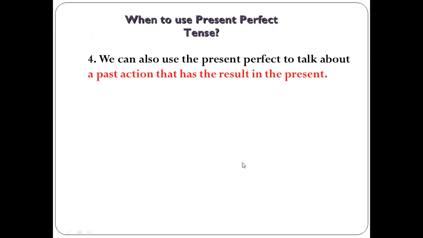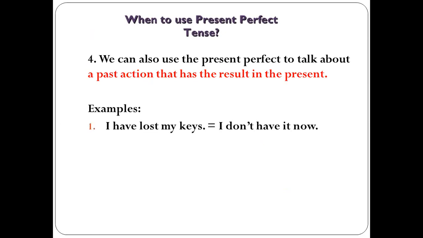Now, another usage of present perfect tense. We can also use the present perfect to talk about a past action. Take note. It talks about a past action that has the result in the present, the still effect in the present. So it started in the past, but you can still see the effect in the present or the result. Examples. I have lost my keys. So I have lost my keys in the past, but the effect is I don't have the key now. So that is the result.